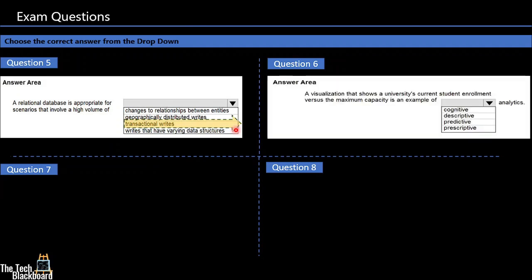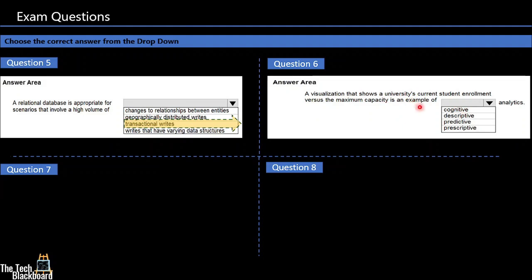Now look at the next question. The next question says, a visualization that shows a university's current student enrollment versus the maximum capacity is an example of cognitive, descriptive, predictive, or prescriptive. Which one of these analytics is an example of this one? As I told you before as well, all these are categorized. Descriptive is what? Predictive is what will happen in future. Prescriptive is what action you need to take. And cognitive means taking more intelligent decisions.